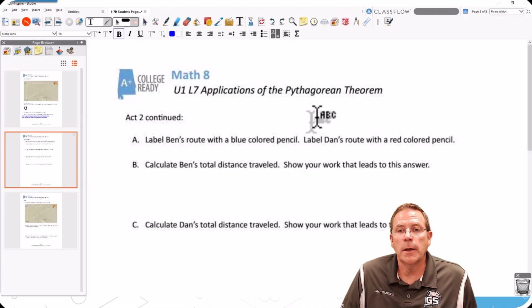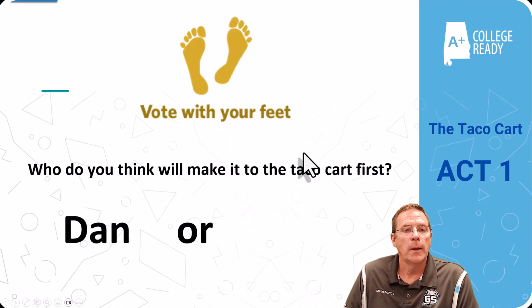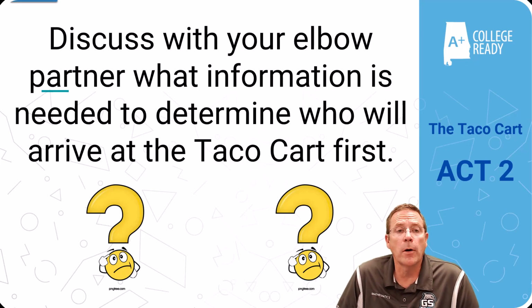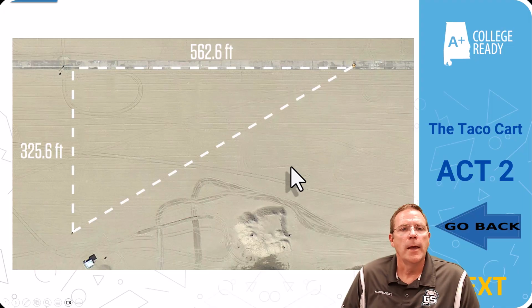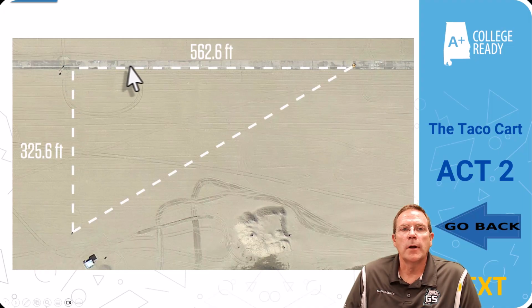Now we're going to jump back over to our PowerPoint here, and the question was Dan or Ben, who's going to make it to the taco cart first, and we're going to discuss with your elbow partner what information is needed. We've already talked about that as well. And now they've given us some distances, the distance from their starting point down here. So one of them is going to walk to the road and then use the road to walk to the cart. And we need to figure out how long the route is for the other one to walk straight to the cart.